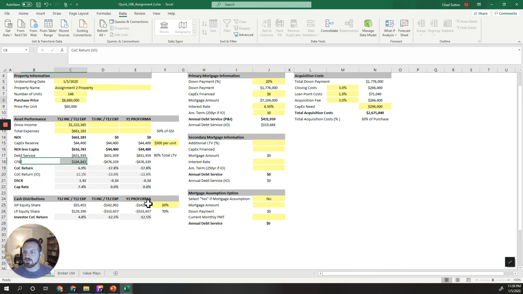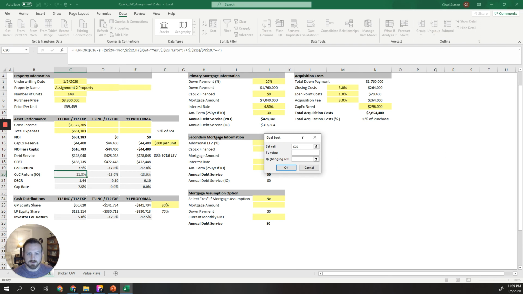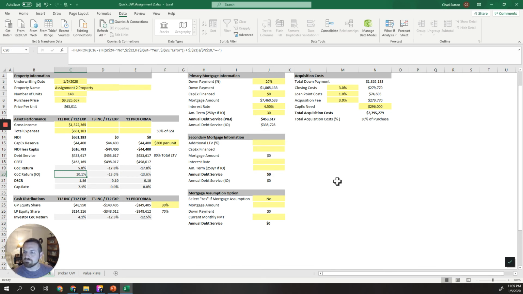Whoops. Sorry, it doesn't like to do that when you have a formula in the cell. Let's try again. So C20 set to 0.1 by changing cell B8. Look at that, gets me pretty close. So basically I have to buy this at 63,000 a door to get to my 10.1%.